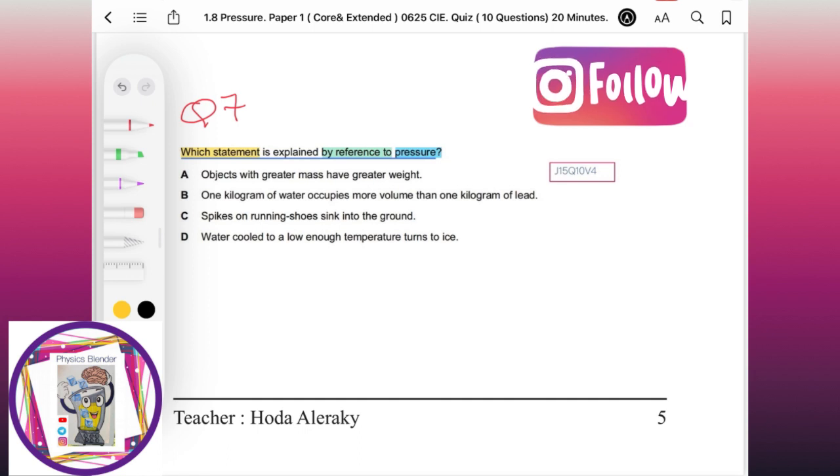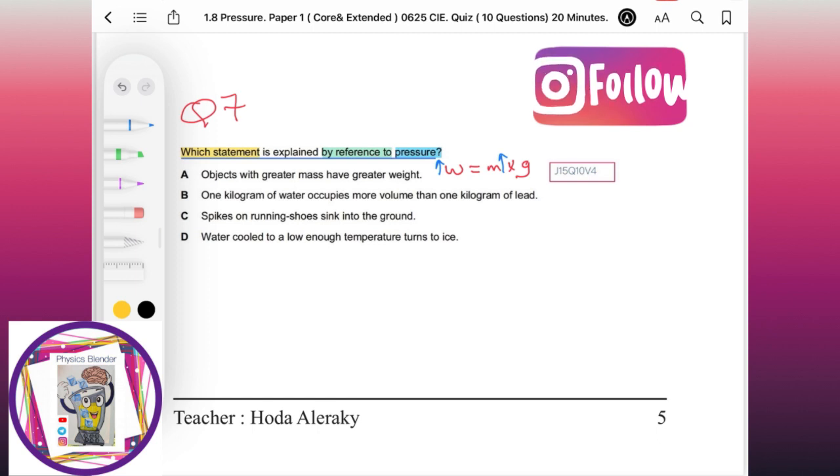Objects with greater mass have greater weight. It's a correct statement, but it's not related to pressure. Weight is equal to mass times g, and greater mass means greater weight, right? If g is constant. 1 kilogram of water occupies more volume than 1 kilogram of lead. 1 kilogram and 1 kilogram, same mass, okay? But the volume will be different according to the density of each material. But also this sentence is not related to pressure.